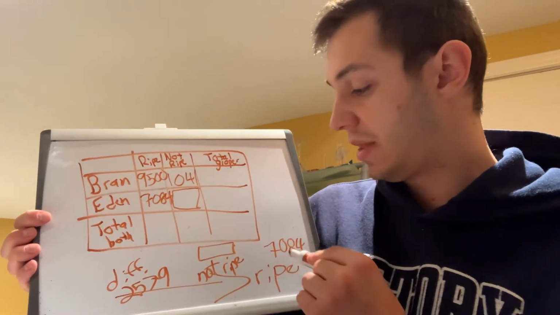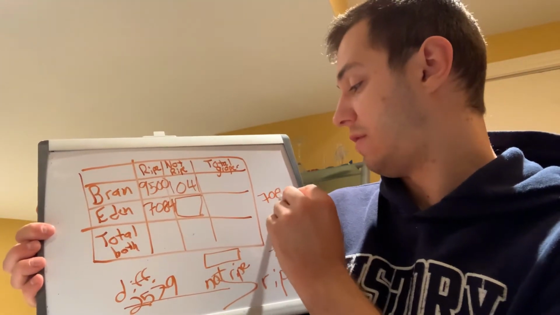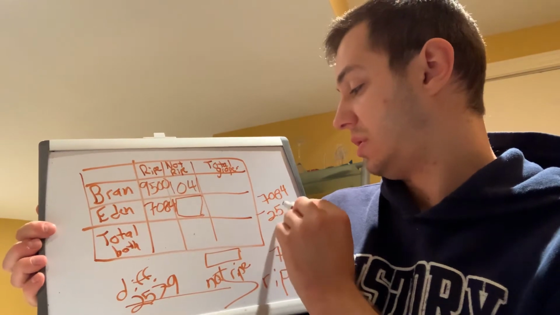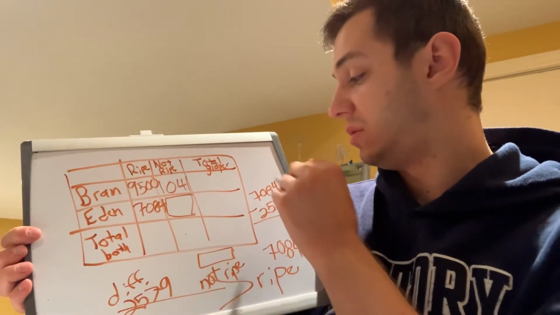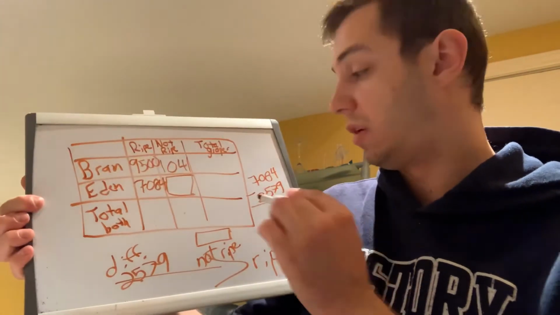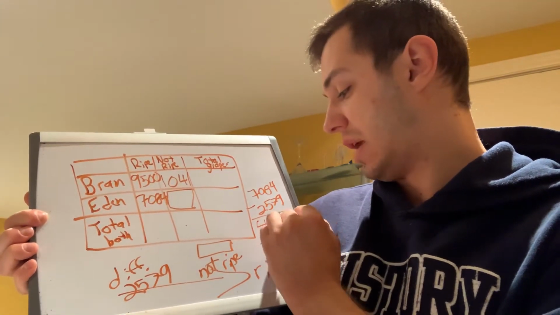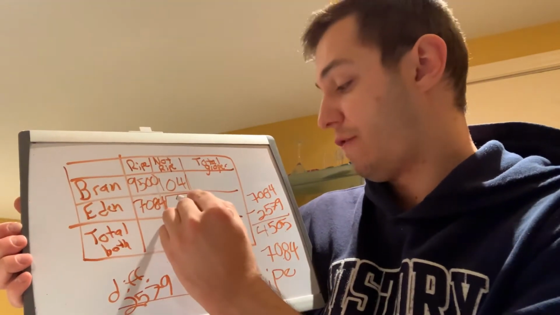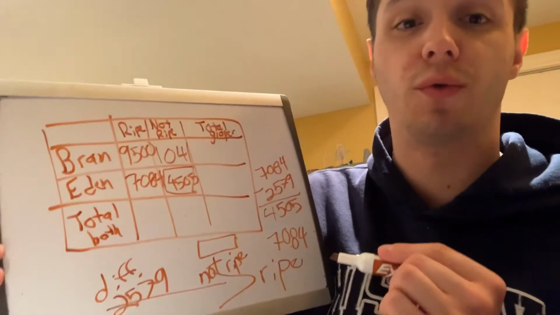So since I have these two numbers, I'm trying to find this number, which will be my small number. Right? In order to find that, I'm going to have to subtract 2,579 from 7,084. So now all you guys have to do is subtract. Just for the sake of time, I'll solve it, and your answer is going to be 4,505. So that tells us that in the Eden Vineyard, 4,505 grapes were not ripe.